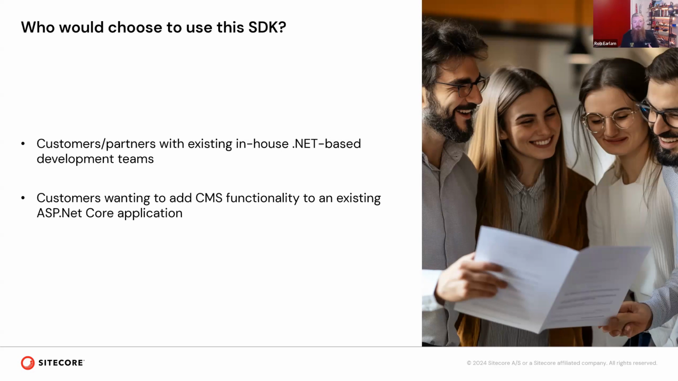You plug the middleware in your program CS or your startup CS, and then you basically just choose the routes that you want to Sitecore enable. So you don't have to have it take over the whole application. You can selectively just sprinkle Sitecore throughout where you want to have it enabled.